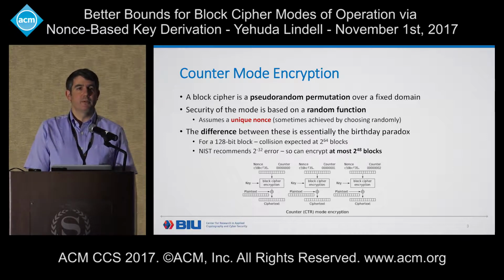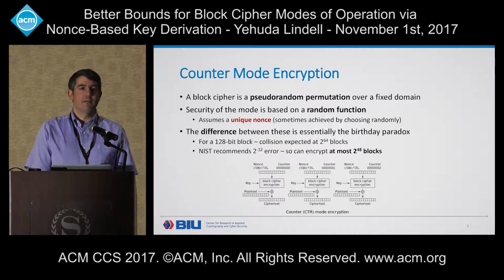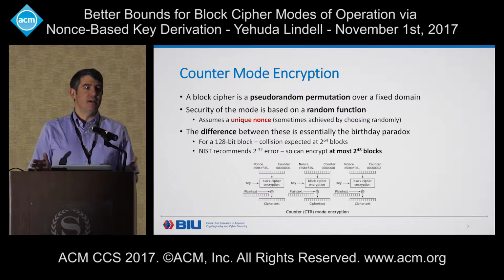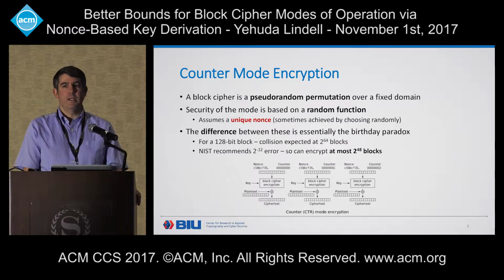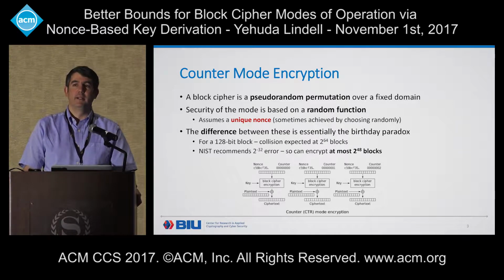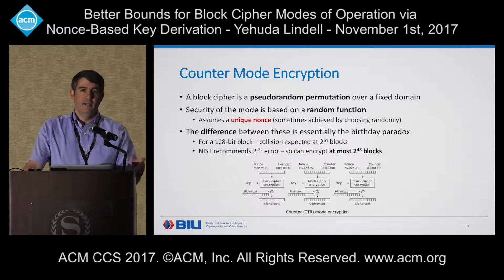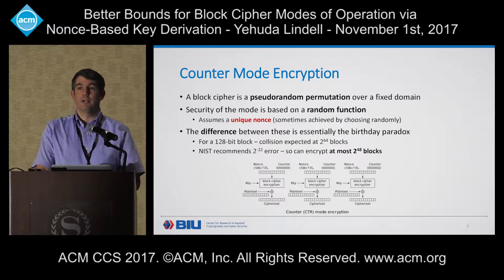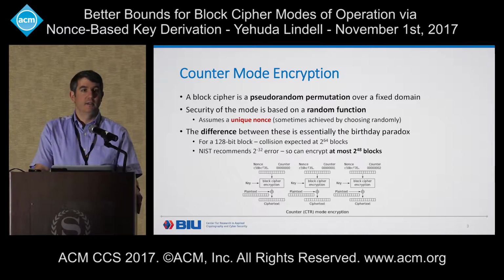The problem is that there's a very big difference between the first and second bullet points in the slide. The first one talks about a random permutation, and the second one talks about a random function. And the difference between a random permutation and a random function is exactly the birthday paradox. So for a 128-bit block, we expect a collision at 2^64 blocks. Typically, we recommend that errors should happen only with probability 2^-32. At least this is what NIST recommends in Counter mode, GCM, and so on. And that means that by the birthday paradox, you can encrypt up to 2^48 blocks before you start having this distinction between the random function behavior and the pseudorandom permutation behavior. So that gives you a limitation of 2^48 blocks in Counter mode, even when all the nonces are unique.